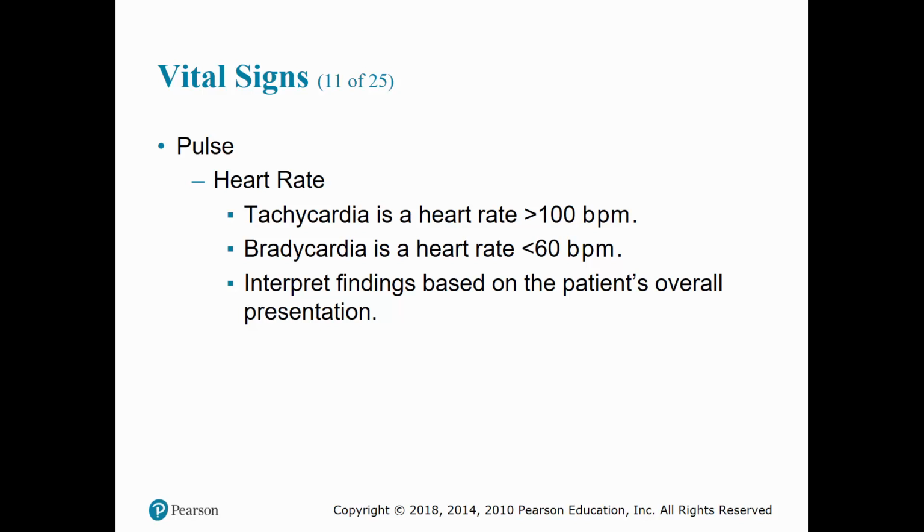Another example, a heart rate of 92 in an elderly patient at rest would be considered normal. However, a heart rate of 92 in a 20-year-old at rest may be a cause for concern, even though it falls within the definition of a normal range and is not tachycardic.